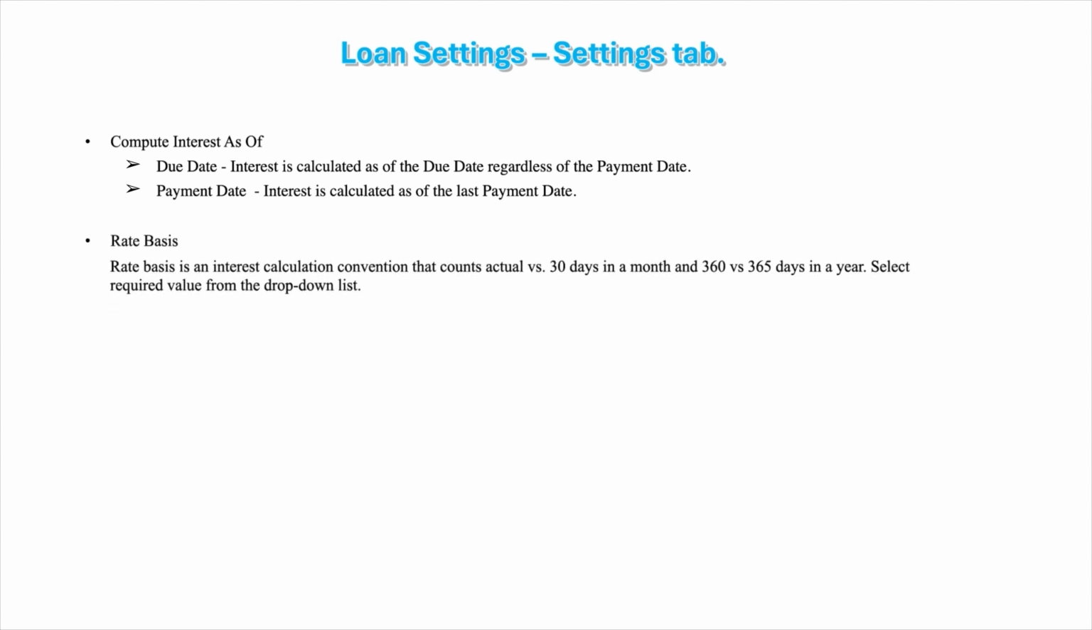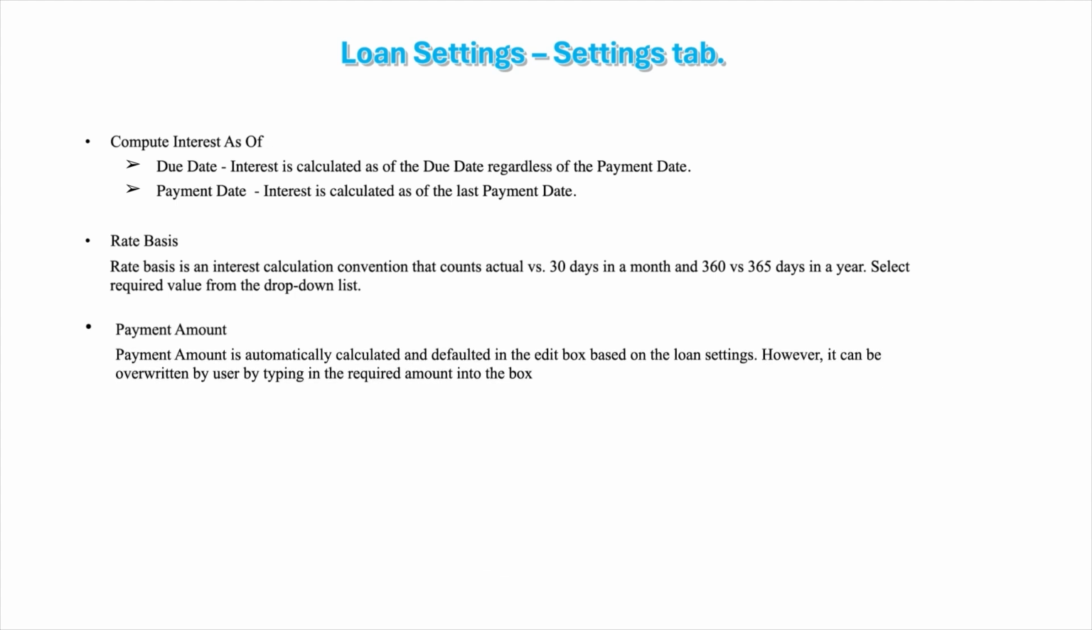Rate basis. Rate basis is an interest calculation convention that counts actual versus 30 days in a month and 360 versus 365 days in a year. Select the required value from the drop-down list.